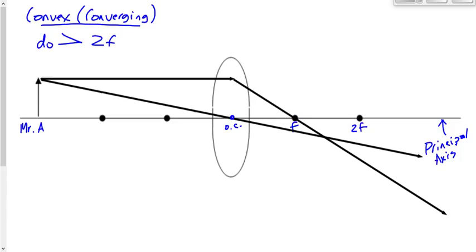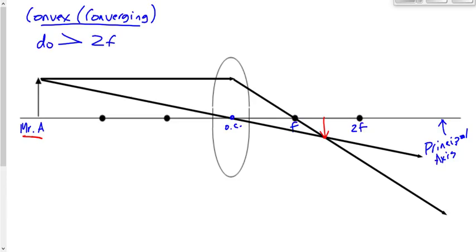The top of the object, or the top of Mr. Aiello's head, is where the rays started. The top of the image is where the rays come together. This red arrow represents not Mr. Aiello. This is Mr. Aiello. This red arrow represents the image of Mr. Aiello that I've just produced from this lens.